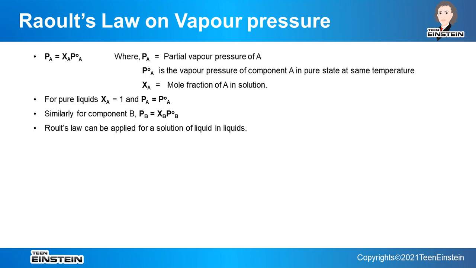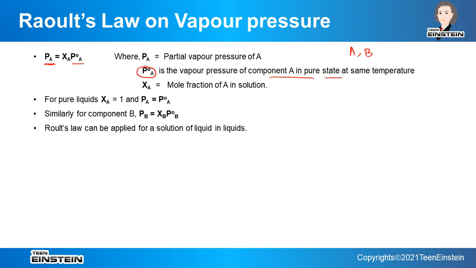On vapor pressure. Suppose this is a binary system, so there will be two components, A and B. The partial pressure of A, which is PA, will be proportional to P naught A. P naught A is basically the vapor pressure of component A when it is in pure state, that is, it is not in the solution state. When the A component is pure, the corresponding vapor pressure is P naught A.